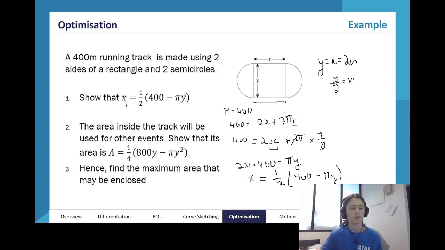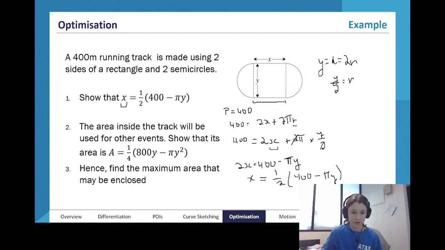Okay, so for the next part of the question, we need to show that the area inside the track will be used for other events and that its area is equal to 1/4 (800y take pi y squared). So this is a similar thing that we need to do here. We need to find the area. So our area is going to be equal to the area of this rectangle plus the area of these two semicircles. So we're going to have the area of a rectangle plus the area of a circle.